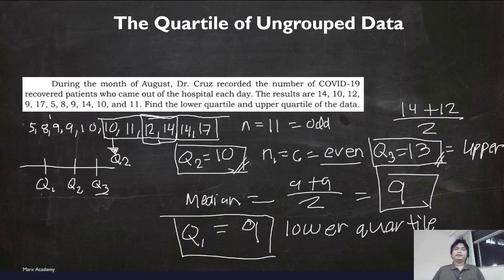And that is how you get the quartile of ungrouped data.